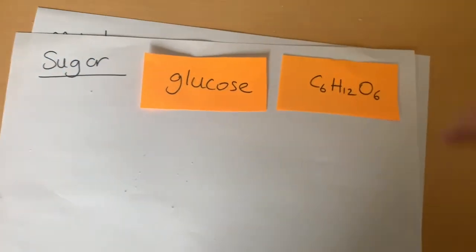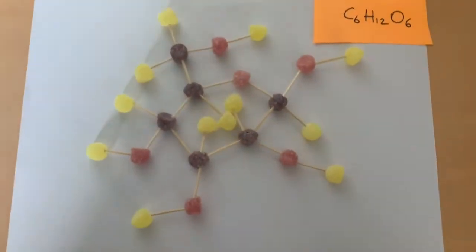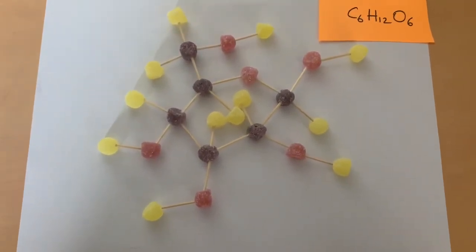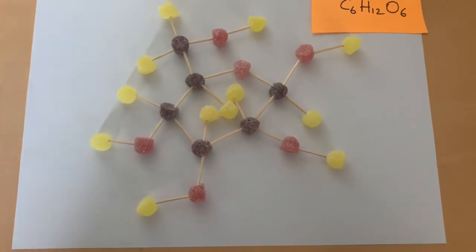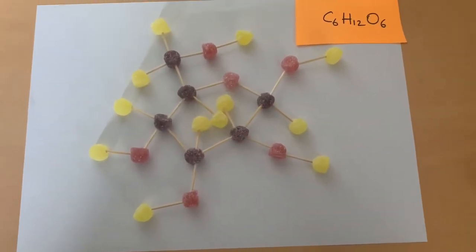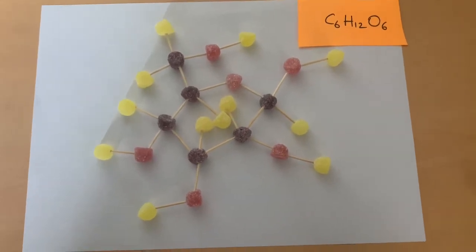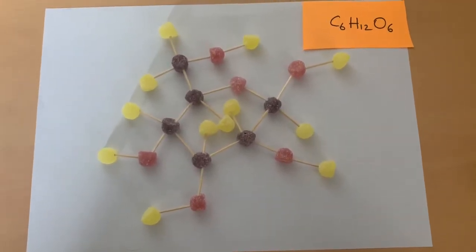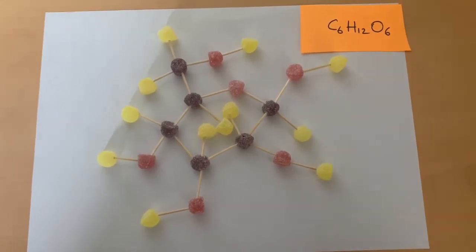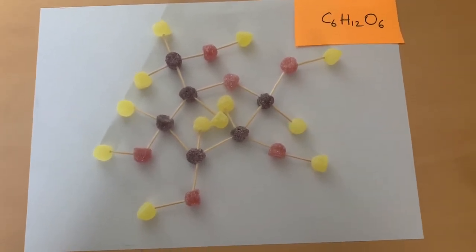Now, how those are joined is quite similar to this. This is the best I could do with jelly tots and cocktail sticks. But whenever you're back in school, you can get your chemistry teacher to show you what it looks like using actual molecules that we have in school. But if you want to pause the video, you can check that what I've built is the same as the formula. So we should have 6 carbon atoms, which are the purple jelly dots. We should have 12 hydrogens, which are the yellow ones. And we should have 6 oxygens, which are the red ones.